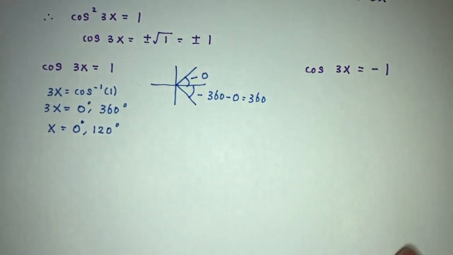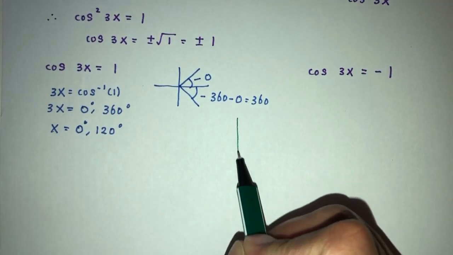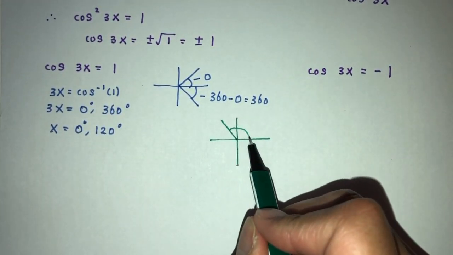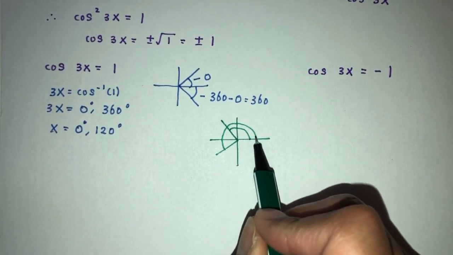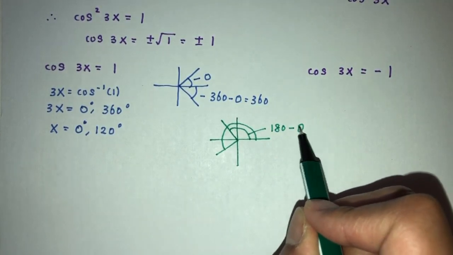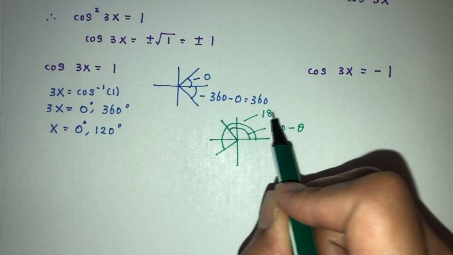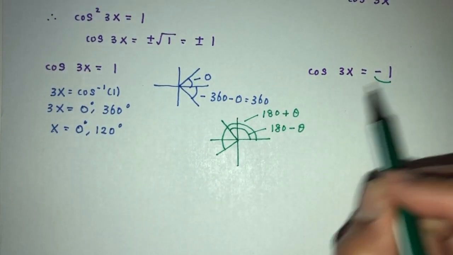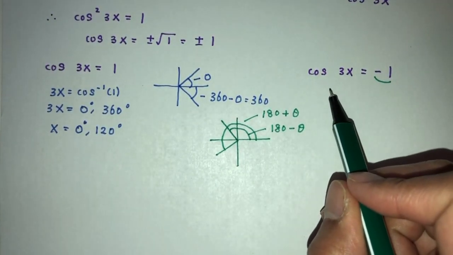Now for this one, cos is negative. If cos is negative, it will be in your second quadrant and your third quadrant. This is 180 minus the angle, and this is 180 plus the angle. So whenever I have a negative value, I like to first work with a fake angle.